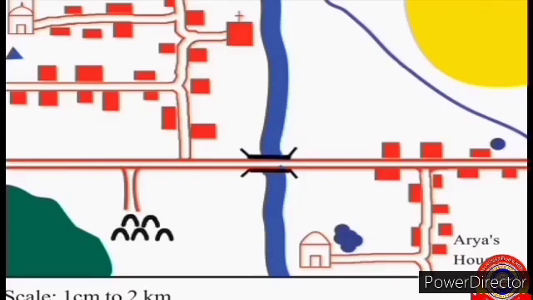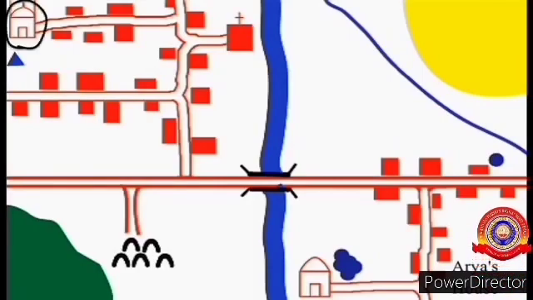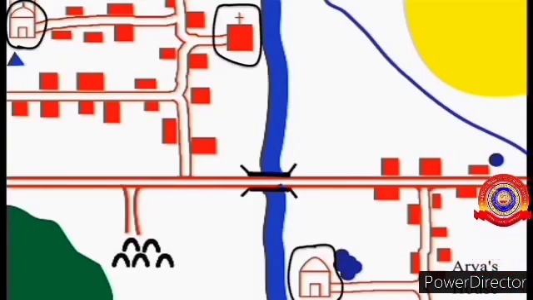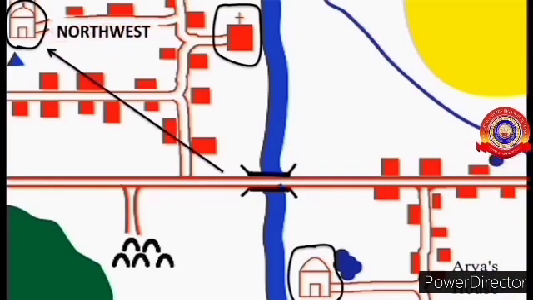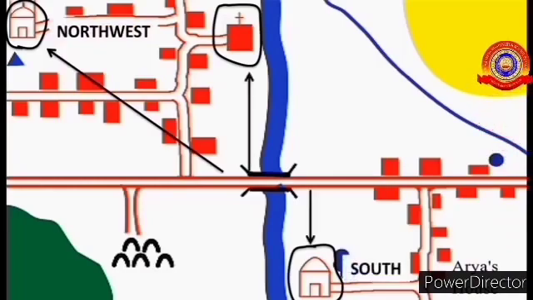Children, now look at the map and answer the questions. What is the scale of this map? Yes, 1 centimeter to 2 kilometer. Next question. In which directions are the places of worship situated? Mosque, temple, church. Yes. Mosque northwest, temple south and church north.